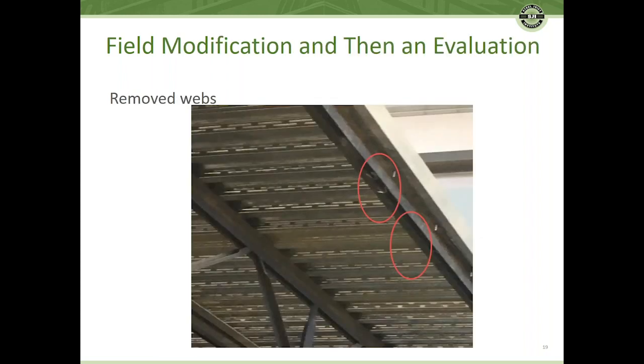Here's a situation, I got this picture not long ago where they said, "Hey, we cut some webs out. What should we do?" Obviously, you don't have a joist anymore. You just have a couple angles holding up the load. So obviously, that needed to be fixed and repaired and evaluated, and new web members put in.